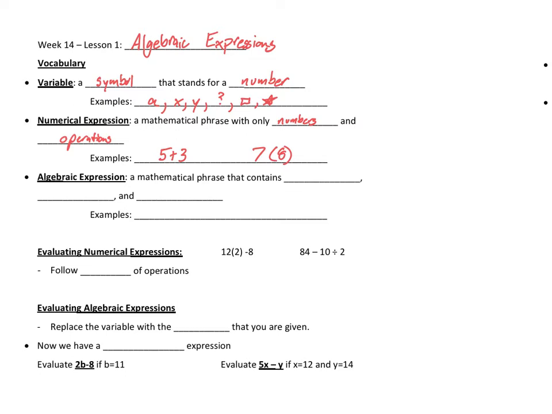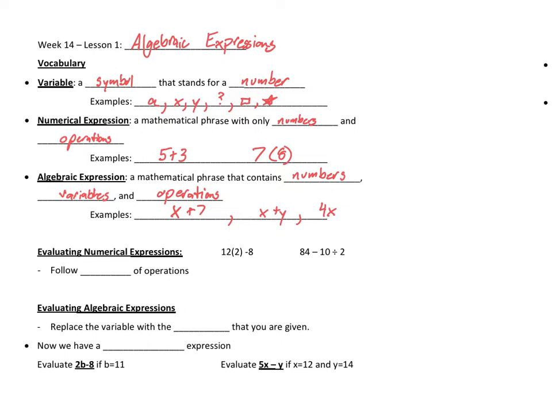Okay, an algebraic expression uses numbers, operations, but it also uses variables. Numbers, variables, and operations. So we're adding those variables to the mix. That's what makes it algebra. And it's still an expression, so no equal signs. Examples of this would be x plus 7. It could be x plus y. It doesn't have to have numbers. It'll always have an operation or two. 4x would be an example. Those are all examples of algebraic expressions.